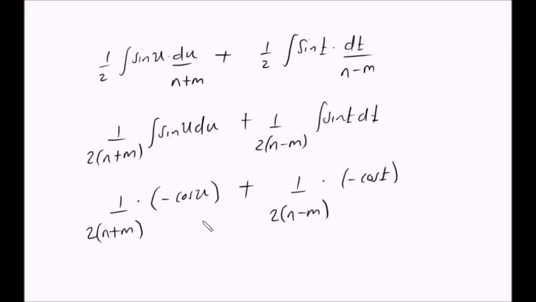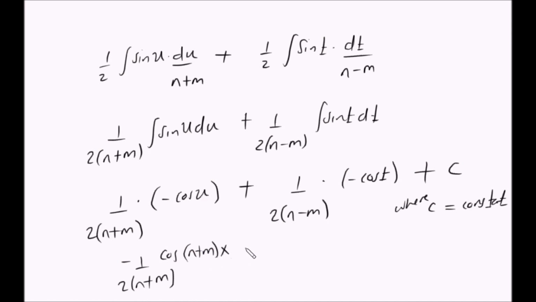But remember what we said u was. Don't forget the c, because when you integrate an indefinite integral you must add c, where c is a constant. So what did we say cos u was? Remember we let u equal (n plus m) times x, plus, and the other term is also negative, so you have 1 over 2(n minus m). And t we said was (n minus m) times x.